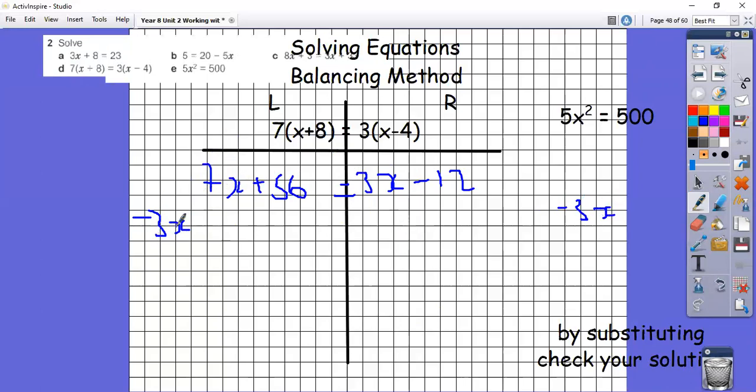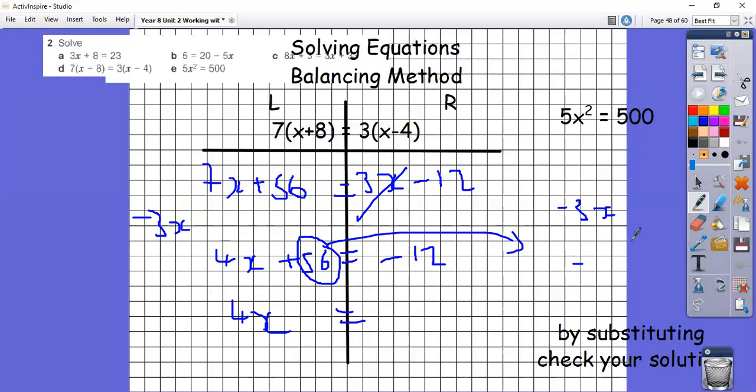So with 7x, subtract the 3x is 4x plus 56 is the same as negative 12. Remember, this 3x is now gone because I've subtracted it. I moved it to the other side. So again, I want the 4x by itself. So this time I'm going to move this 56 to the other side. So I'm now left with 4x. So the 56 to the other side is basically subtract 56.